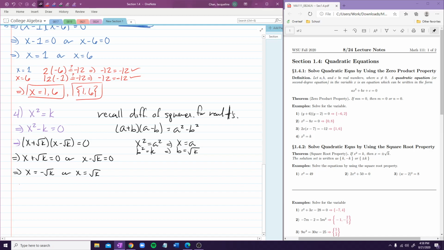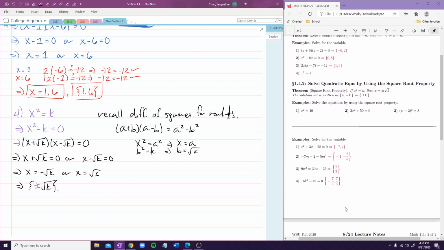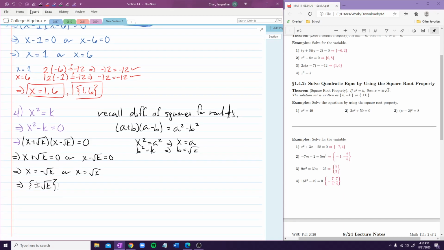Right? So, as a solution set, I'm just going to put plus or minus square root of k. And this brings me to the next theorem. The theorem is the square root property, and it states if x squared is equal to k, then x is equal to plus or minus the square root of k. And the solution set is written as plus or minus square root of k. So this is also a very powerful tool. So let's do some examples.